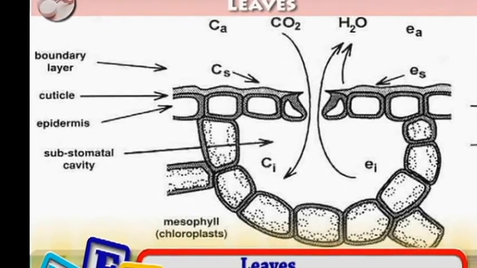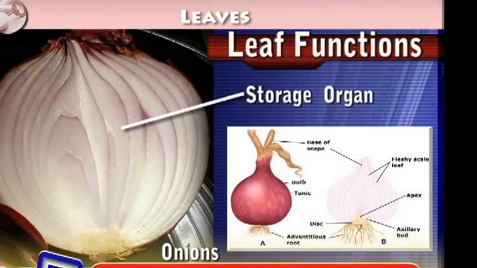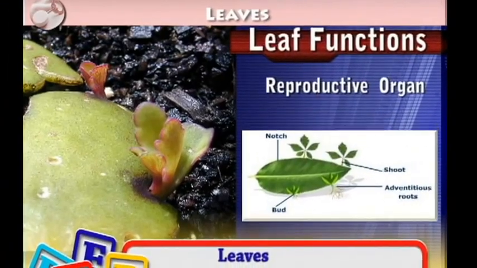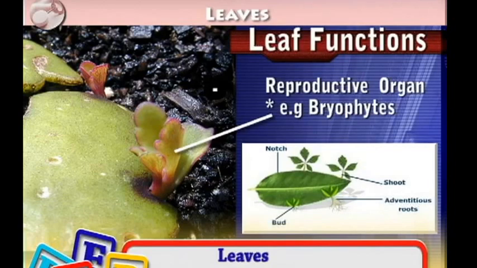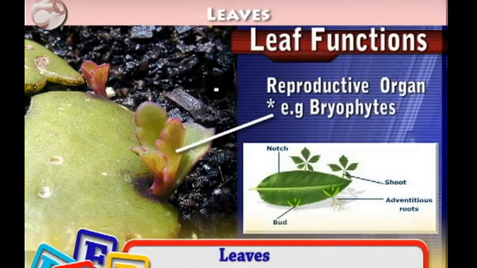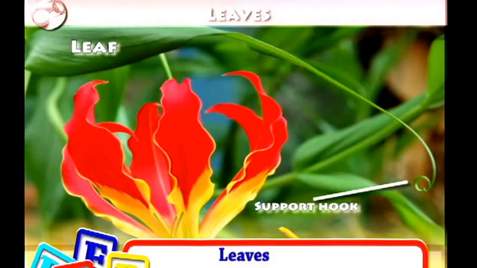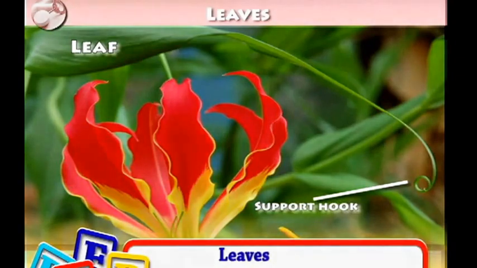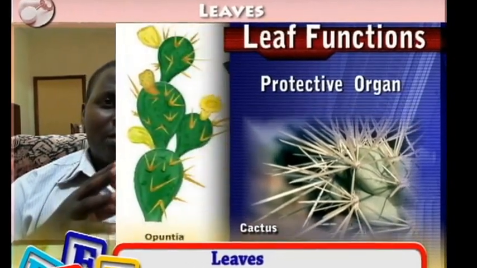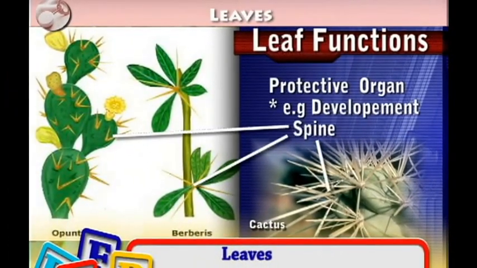Then it can also be used as a storage organ. It can also be used as a reproductive organ, for example, we have the bryophyllums. It can also be used as a support organ, where it modifies itself into hooks, and it can also be used as a protection organ, for example, when it modifies itself into spines, like in the cactus.